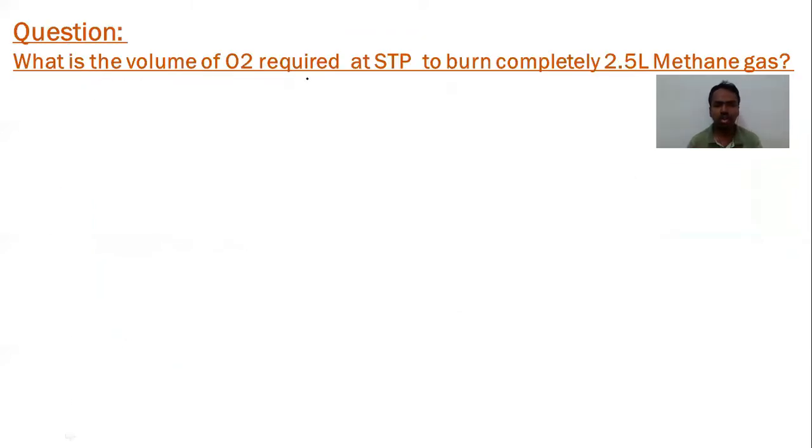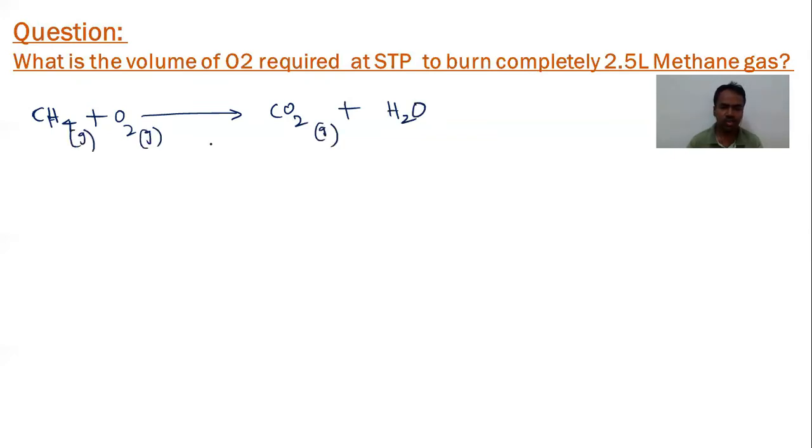What is the volume of O2 required at STP to burn completely 2.5 liters of methane gas? So there is a burning of methane, nothing but combustion of the hydrocarbon methane with the support of oxygen. This is the combustion process. Combustion of any hydrocarbon gives two common byproducts, CO2 and H2O. CO2 is a gas, O2 is also a gas, and methane is also a gas. But at STP conditions, the physical state of H2O is liquid because the temperature is less than 100 degrees centigrade.